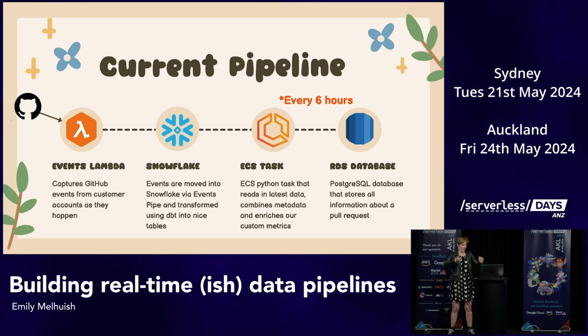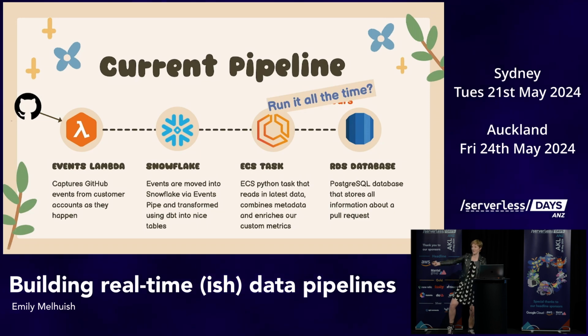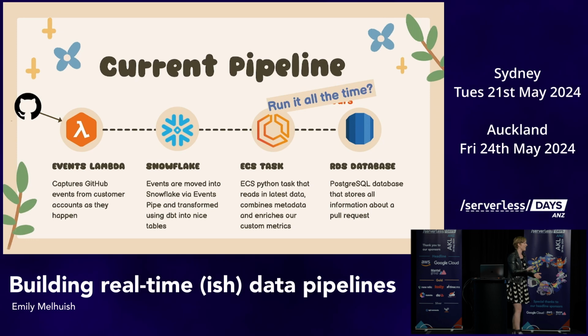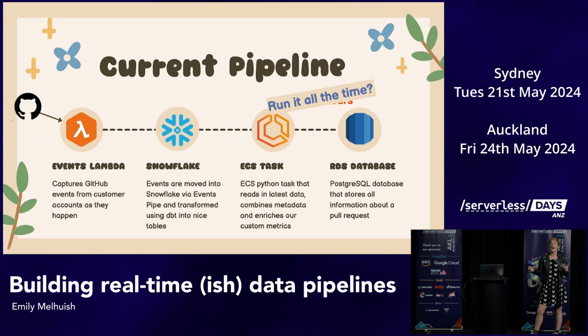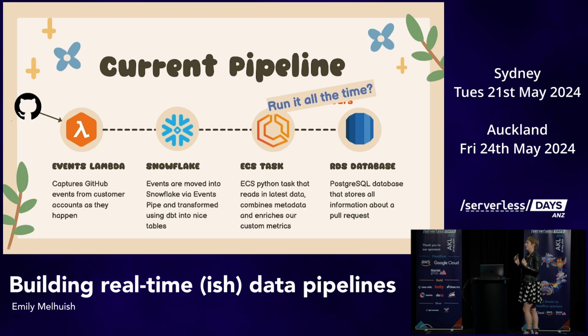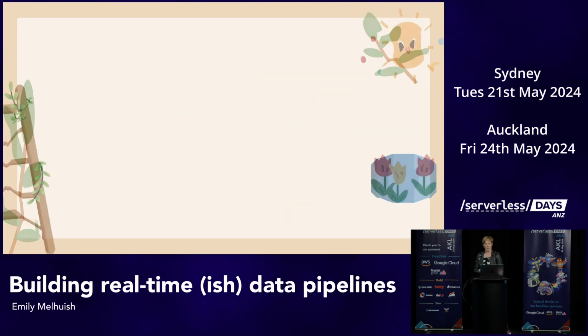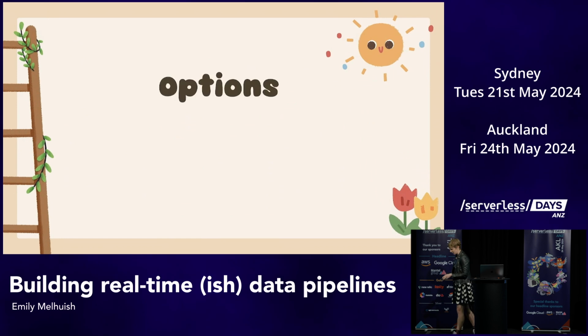So the first thought was, can we just run this all the time? Just process the data as fast as possible. And that wasn't really a feasible solution for cost reasons. There's a lot of other data that we process, like commits, comments, et cetera. We just want to get pull requests, so not really a possibility. So then what are our options?